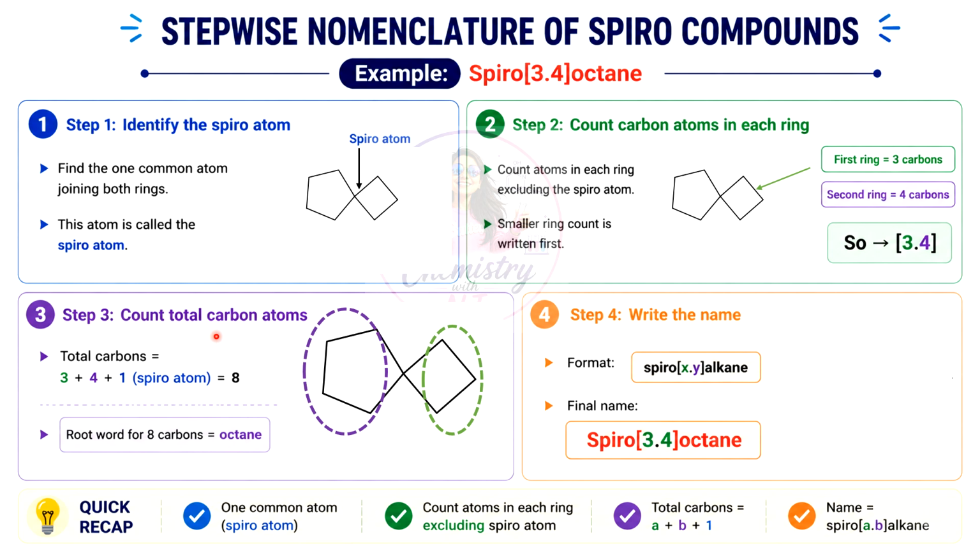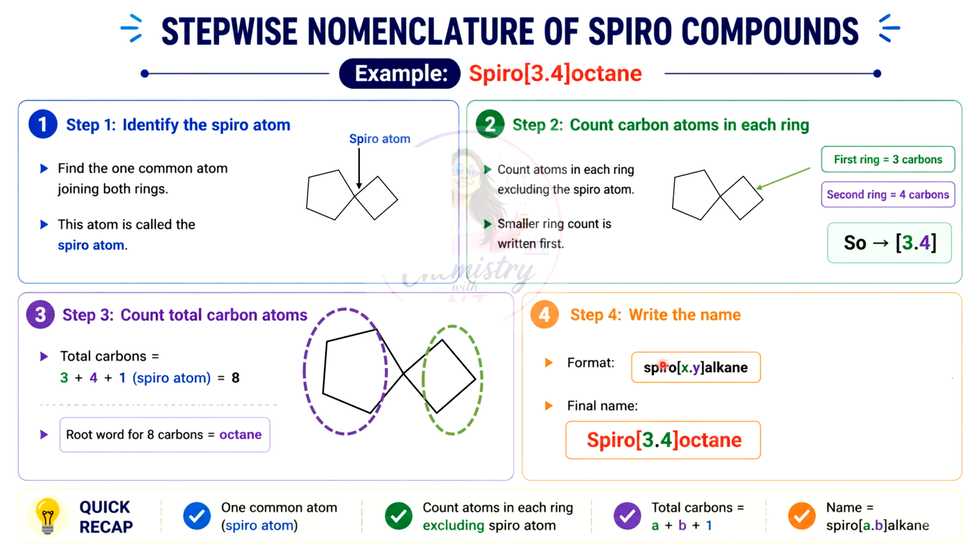Next, count the total carbons including the spiro atom. Three carbons are here, four carbons are here in the bigger ring, and one is the spiro atom. So the total number of carbons is 8. For 8 carbons we use the root word octane.